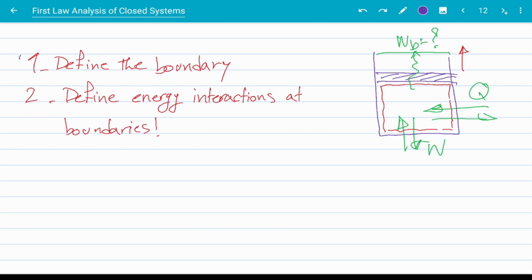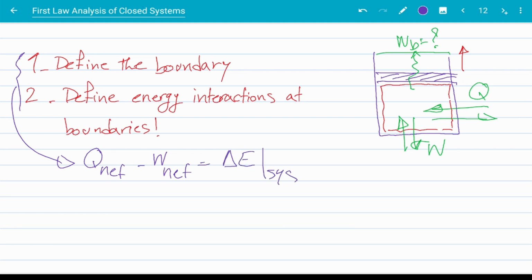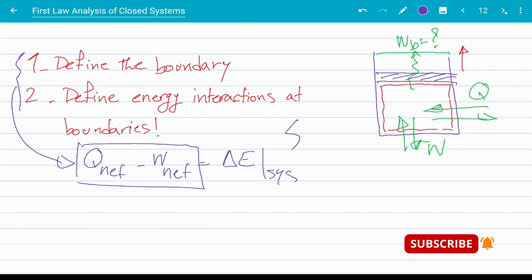Now, after these 2 steps, we can write down the equation in the form of Q net minus W net is equal to the change of energy of our system. These 2 steps are actually for the left-hand side of this equation. We need to define the boundaries so that we can define the energy interactions. Now, work and heat are energy interactions at the boundary. Anything else happening is inside the system and should be considered in the change of energy of the system.